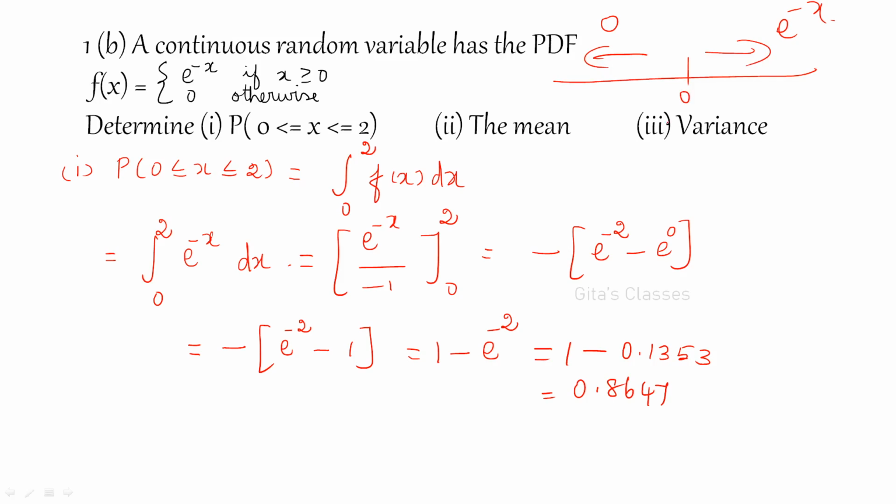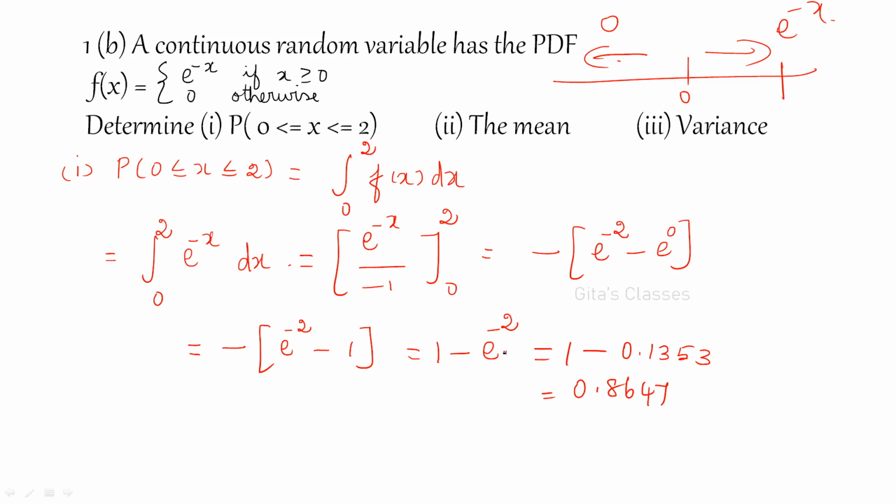Now 1B: a continuous random variable has the PDF. It is defined as e power minus x for x greater than or equal to 0, and on the left-hand side it is 0. What is asked is the probability from 0 to 2, so the integral from 0 to 2 of f of x dx, which is the integral of e power minus x from 0 to 2. In this interval also it is defined as e power minus x only.